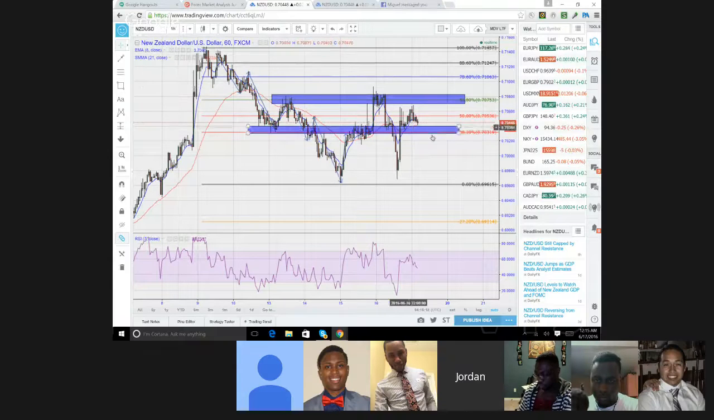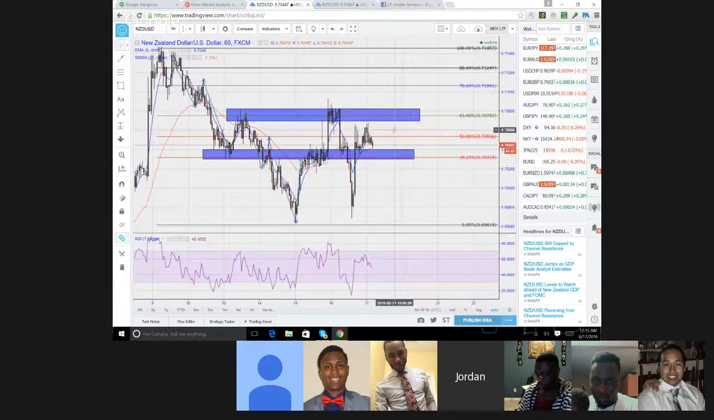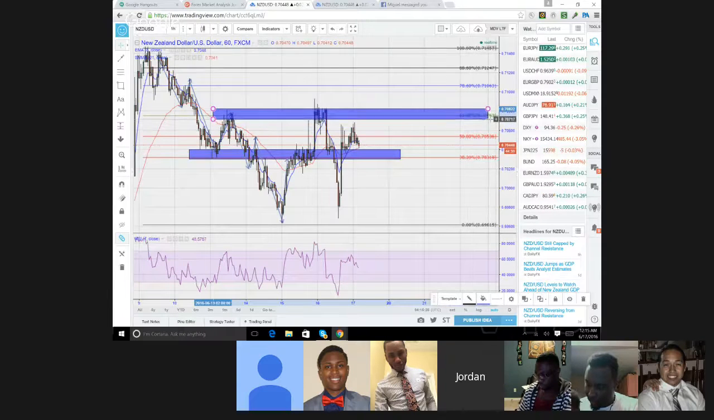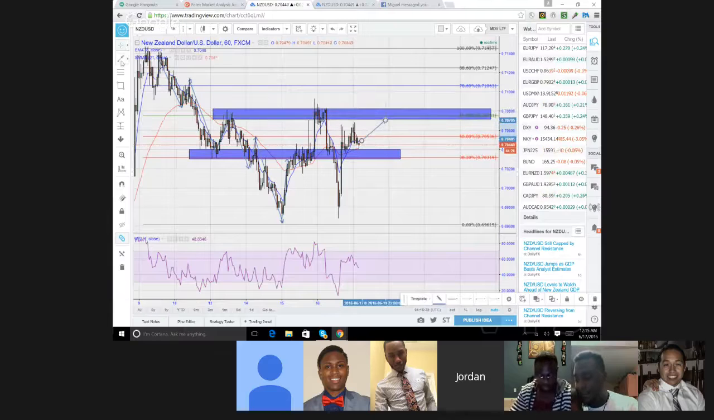So I'm anticipating for price, its key level right here, this 61.8 is key. I definitely don't think price will break this tonight. We might get a rise and a retest of this level, but I'm still anticipating for price to make a new lower low on NU as well. Any questions on NU before I go to the next pair? Okay.